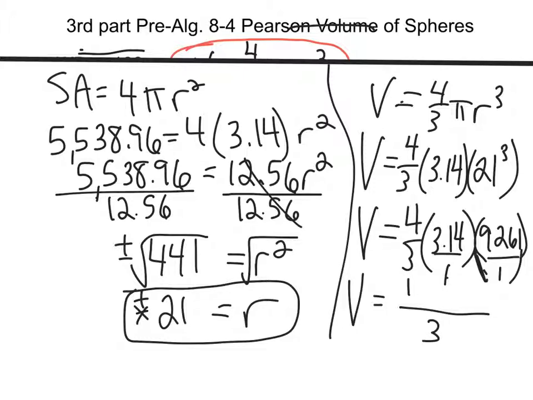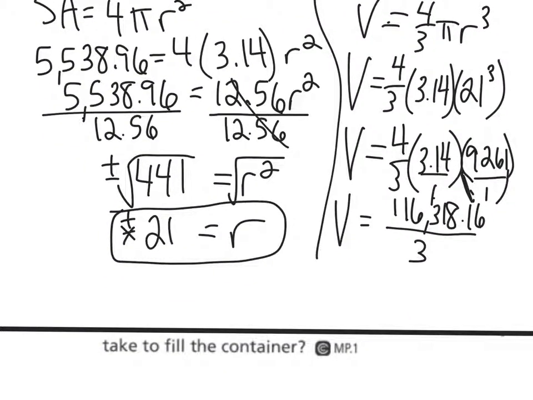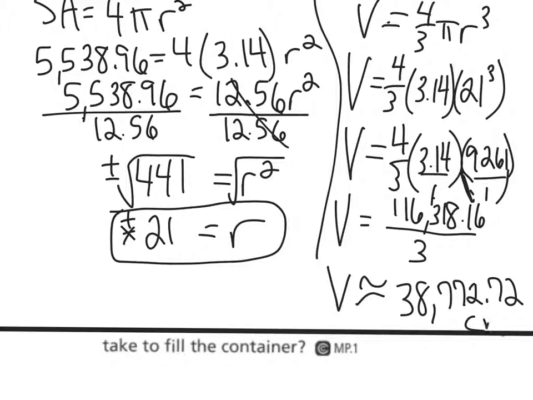That would be 116,318.16, and that's over 3, so we can just divide that out. It did say to the nearest hundredth, so that would be 38,772.72. Lots of 7s and 2s. Cubic centimeters. Again, to the nearest hundredth there.